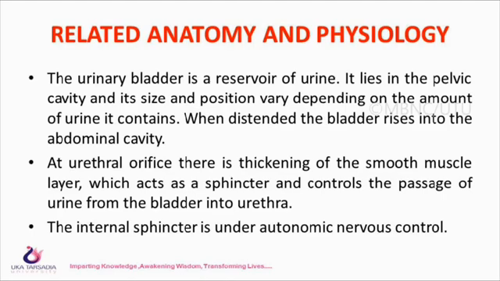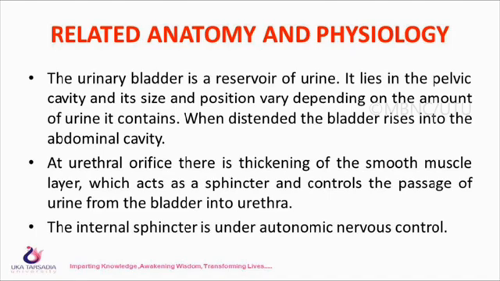Related anatomy and physiology. The urinary bladder is a reservoir of urine. It lies in the pelvic cavity and its size and position vary depending on the amount of urine it contains. When distended, the bladder rises into the abdominal cavity. At the urethral orifice, there is thickening of the smooth muscle layer, which acts as a sphincter and controls the passage of urine from the bladder into the urethra.